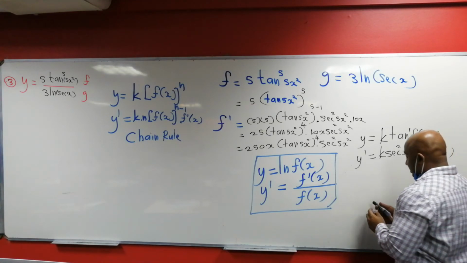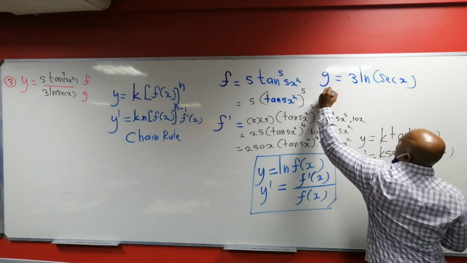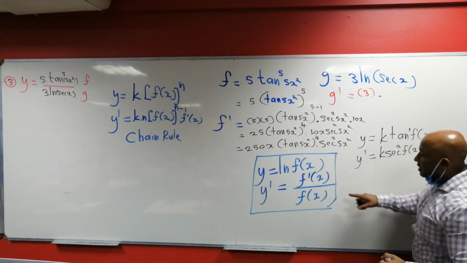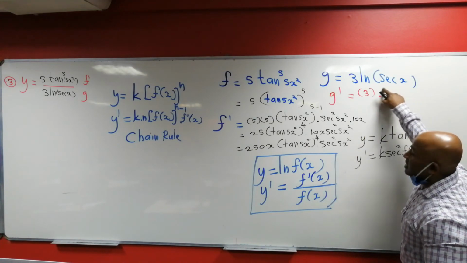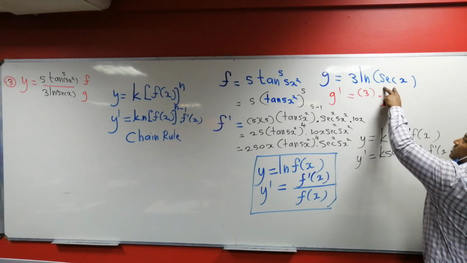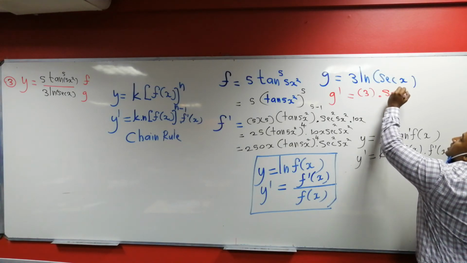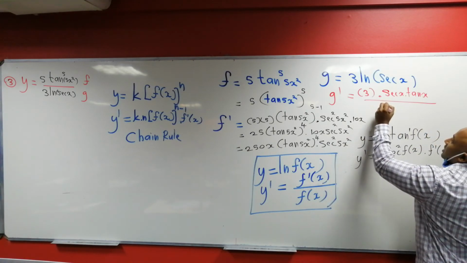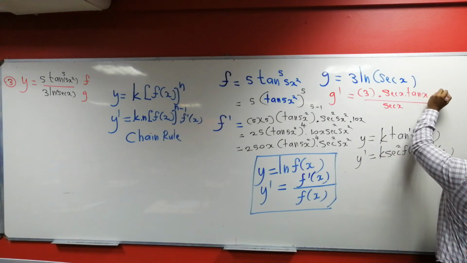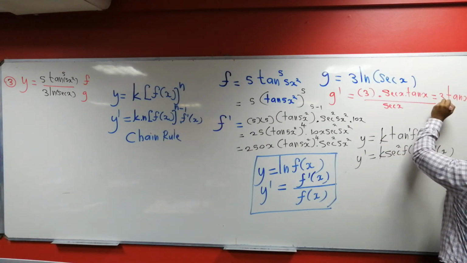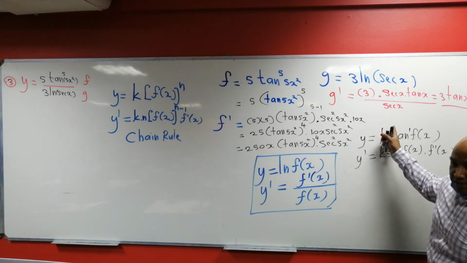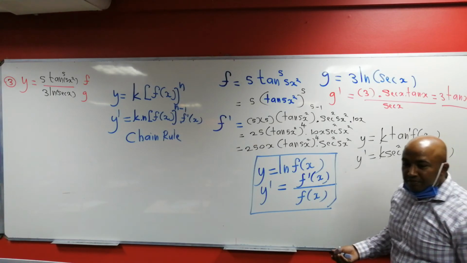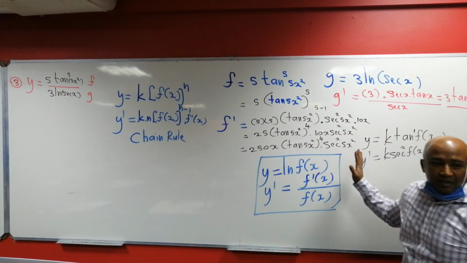Right. So now, g prime, if I differentiate here, so it's going to be, well, 3 is just a number multiplied by f prime x. What is f of x? It's sec. So f prime x means differentiate this here, which is going to be sec x times tan x, all divided by f of x, which is sec x. So your answer is just 3 tan x, because sec and sec will cancel. Can you see that? So you got your f prime, g prime. Now the main job has been done. Now you can see that.